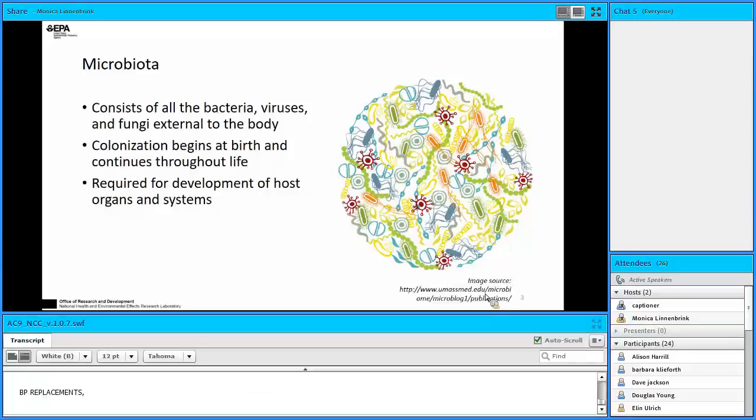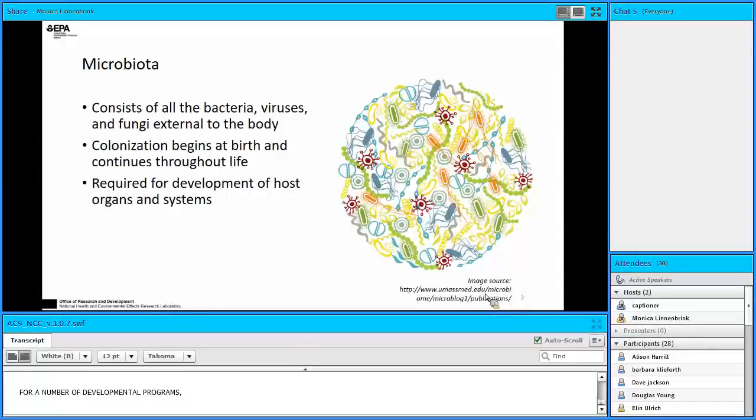So microbiota consists of all the bacteria, viruses, fungi, and archaea in the body. Colonization begins at birth and continues throughout life, so this is a highly dynamic system that is quite variable from person to person and even within an individual over the course of life.